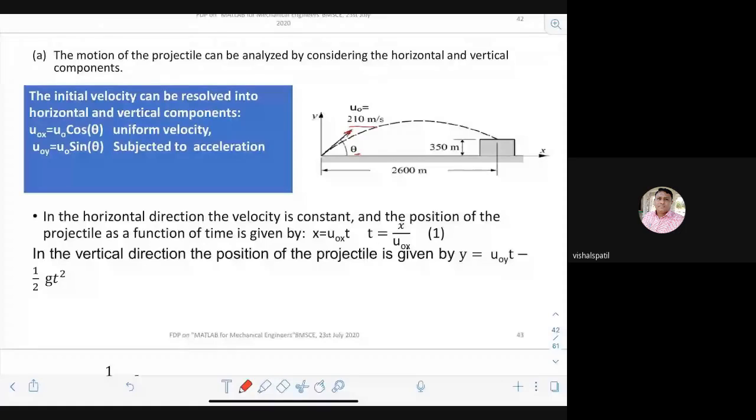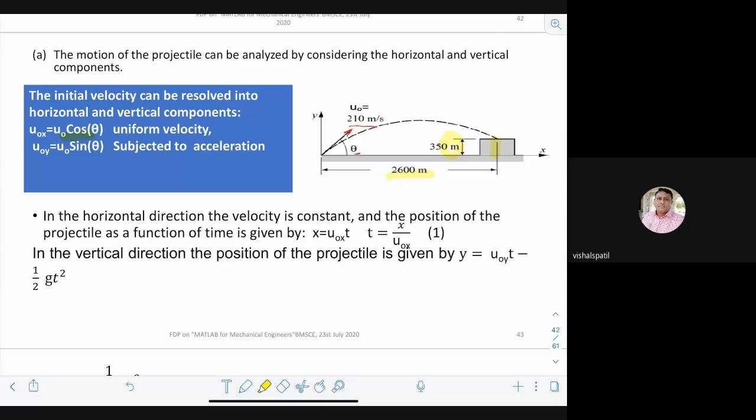Okay. And it has to hit a target which is 2,600 meters in X direction, and in Y direction it is 350 meters. So what you need to do now is just use these fundamental expressions. You have to apply the equations that you have learned in the vertical direction and in the horizontal direction. So if u0 is the initial velocity, u0 cos theta, remember, is the horizontal component or the x component.